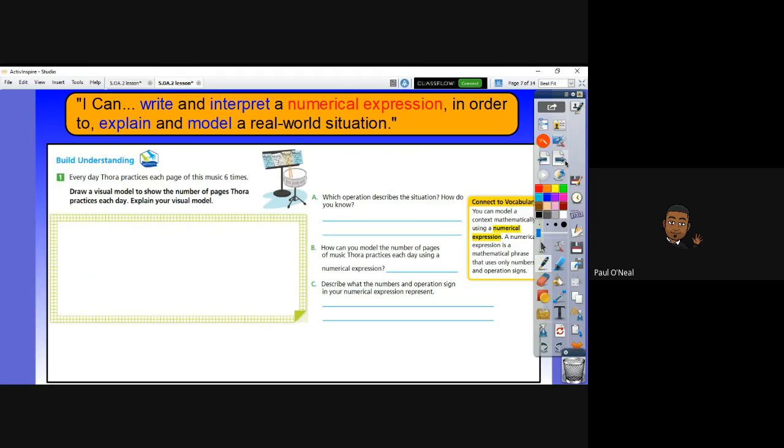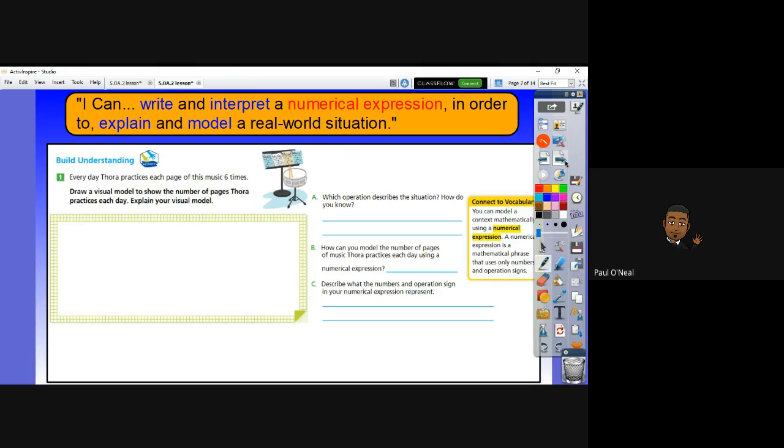Here it has, build your understanding. Every day, Thora practices each page of this music 6 times. Okay, of course, I love the fact that these are questions involving the drums. Again, being a drummer, I can only appreciate it. Every day Thora practices, and I know from experience, ladies and gentlemen, there are times if you want to play an instrument, you have to learn through reading sheet music, right? This is a great visual. Even in middle school, you're going to need to know that, right? But knowing how many times you have to practice, that's where it might be tricky.